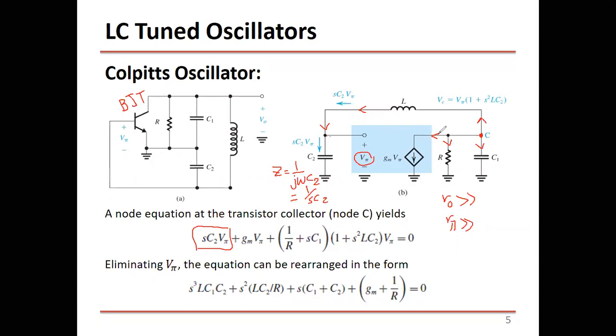Now, how much is the current here? This current here is the same as this current here, right? It's Gm times V pi. So the next term is also a function of V pi.